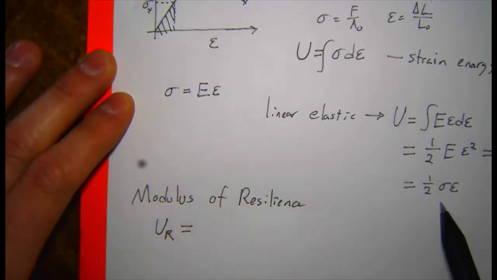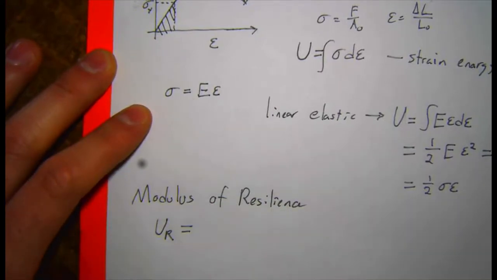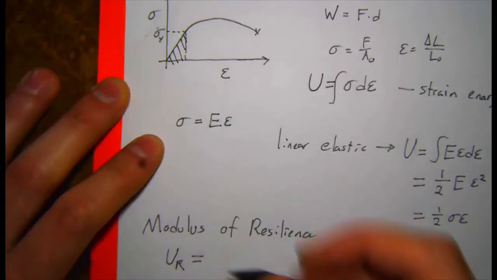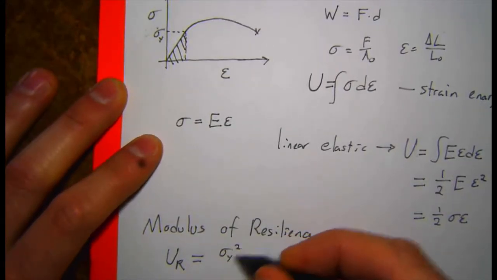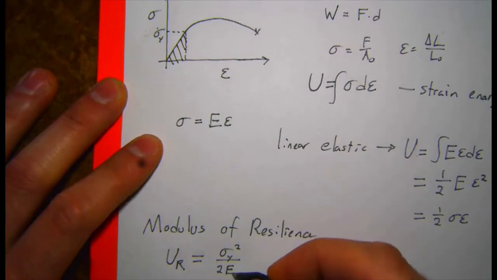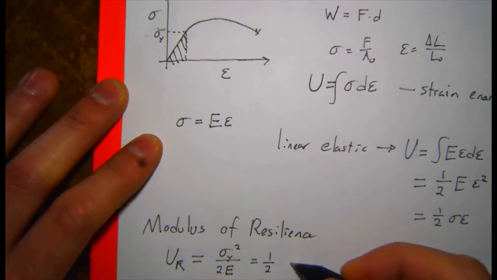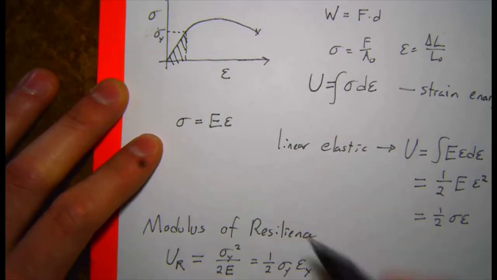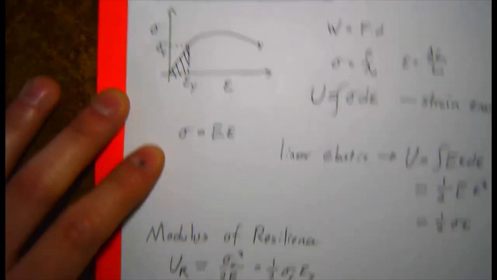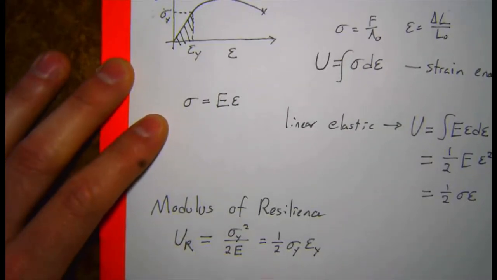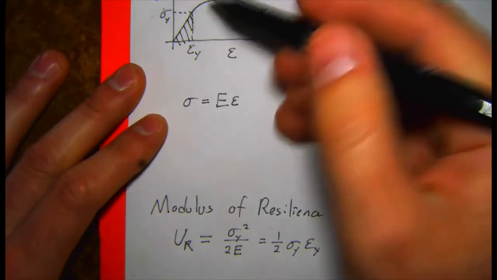It's still linear elastic up to that point. I can now just plug in my yield strength, because it's basically this triangle. So now I have sigma y squared over 2E, or 1/2 stress times strain, where this is the yield strain here in the body. So it's basically the area of a triangle, the area under the curve.